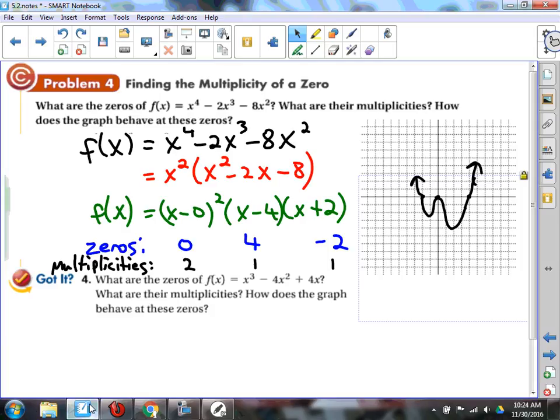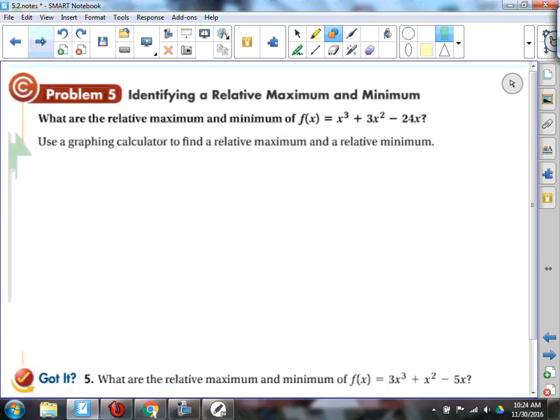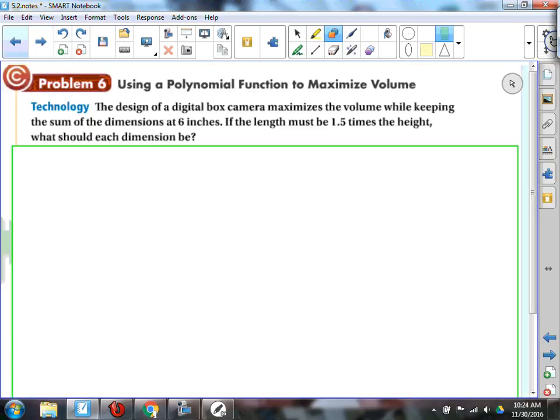Okay. If you wanted to know how far down it goes, again, you could plug in some numbers. Relative mins and maxes, you're going to need a graphing utility for those. It's just kind of saying on a particular interval on this slice of the graph, there's a minimum there, there's a maximum there. You're going to need some kind of graphing utility to find those. So I think that's it. Yeah, there's a story problem with the box. We'll talk more about that tomorrow.